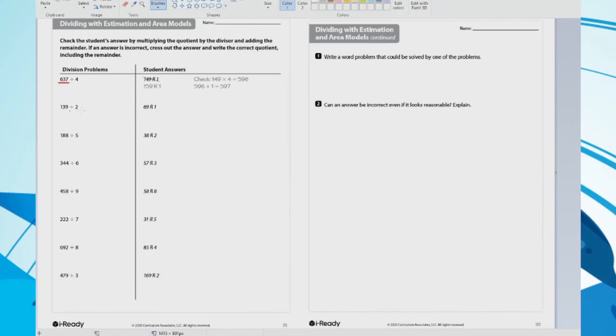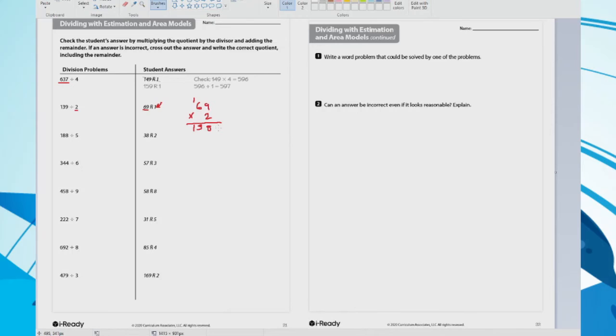So let's go ahead and work on a second problem here from the beginning so you guys can have a good example of what that would look like as we start fresh. So we can check the student answers by multiplying the quotient by the divisor and then adding the remainder of 1. So it's 69, which is our quotient, times our divisor, which is 2. So we have 9 times 2, which is 18, and then 6 times 2, which is 12, plus 1, which is 13. But we're not done.